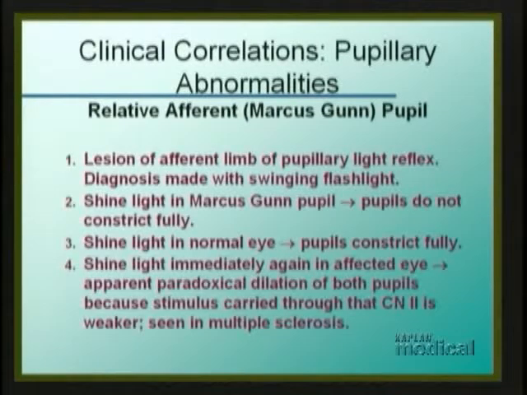So a third kind of pupillary anomaly is known as a relative afferent or Marcus Gunn pupil, and this basically is tested by utilizing the swinging flashlight test. For example, if you shine a light in a pupil that suffered from a complete optic nerve lesion, neither pupil will constrict in response to light. When you swing the flashlight over to the normal eye, both pupils will constrict fully. But then when you swing the light back immediately to the affected eye, there is a sort of a paradoxical dilation of both pupils because the stimulus carried through the optic nerves is somewhat weaker.